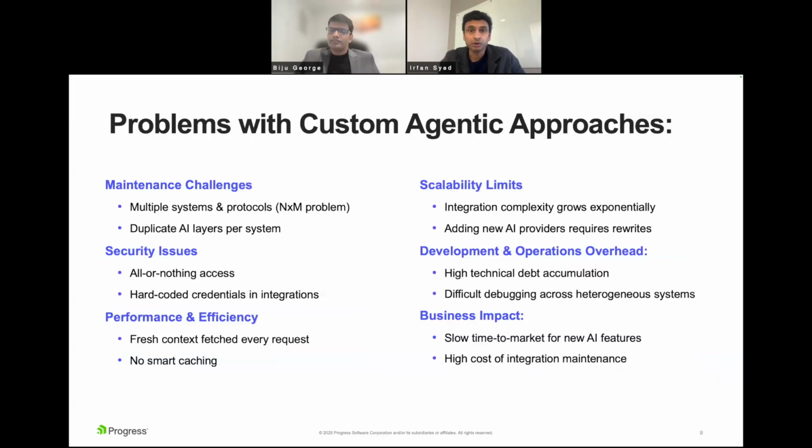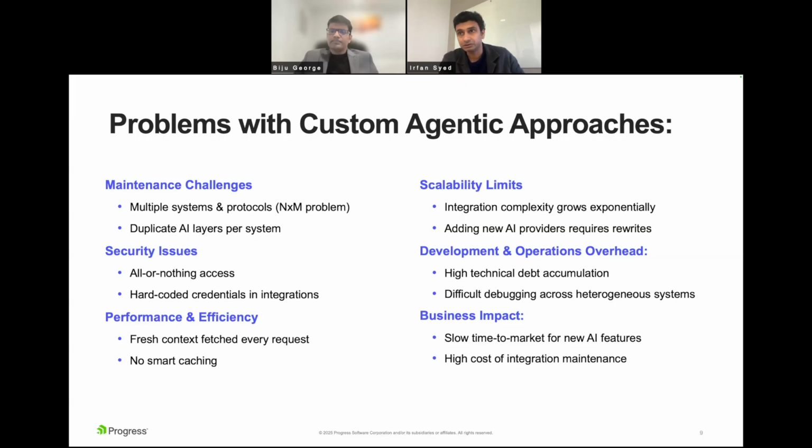The problems that you're going to get when you try to build this kind of solution over time is that this is not standard. You try to build a solution only you can use. The moment you want to expand the solution, the moment you want to take this solution and integrate it with something else, the protocols do not match. You talk in some technology, and some other application is using some other technology. These are the real-time maintenance challenges. Multiple systems, multiple protocols. We end up having an n times n problem and duplicate AI layers per system.